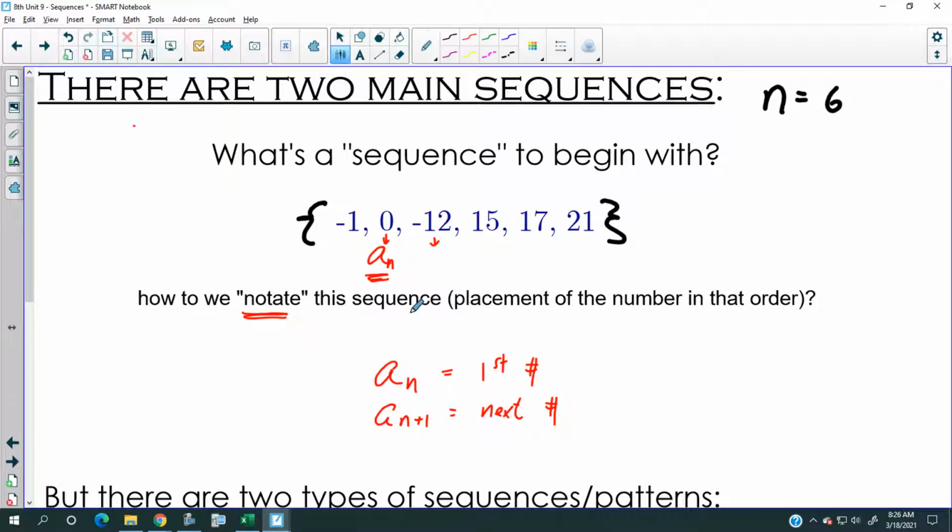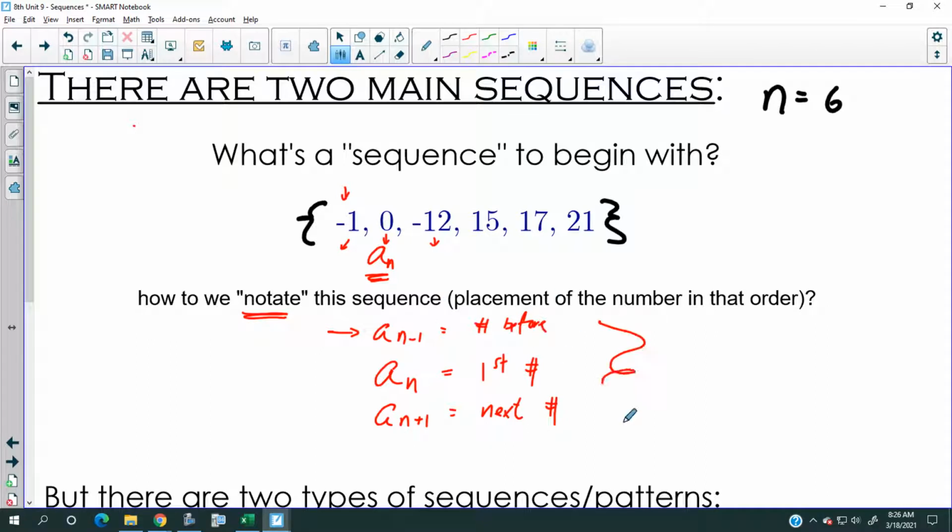Now, let me ask you guys this. If I were to ask you, hey, what's the number before 0? You would say that this is negative 1, right? So that begs the question, how do we notate that this is the number before the original number? Yeah, minus 1. So this is the number before the original. Okay, so that's what I want to get through to you first.